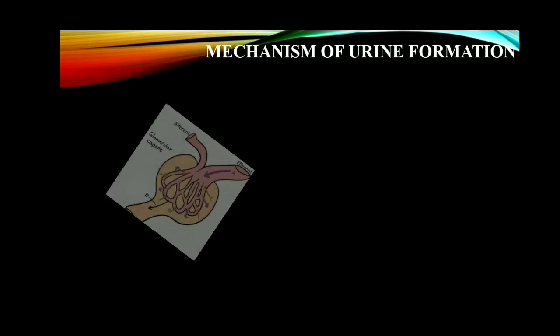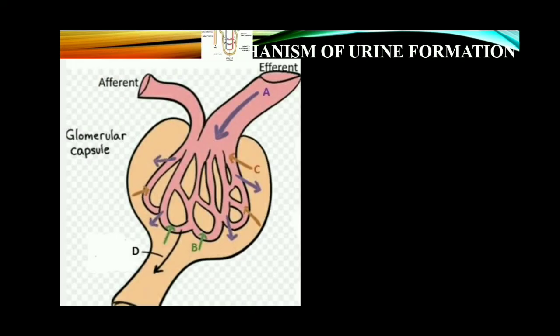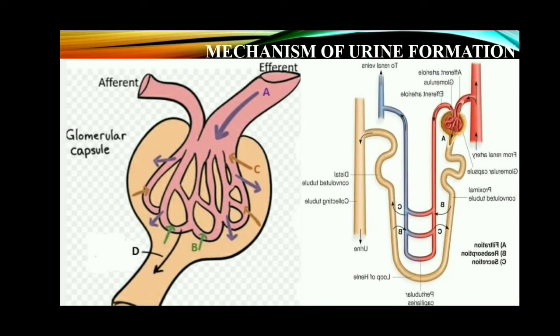It occurs in three stages: glomerular filtration, tubular reabsorption, and tubular secretion. Let's discuss step by step. First, glomerular filtration. This glomerular filtration occurs in the glomerulus. It is the first step in urine formation.